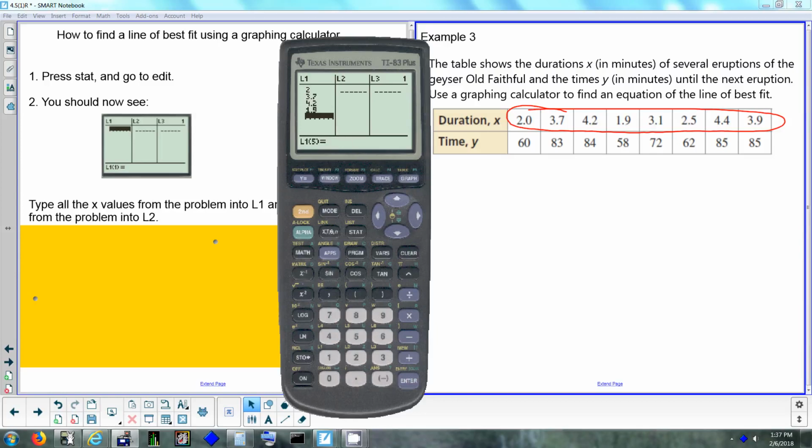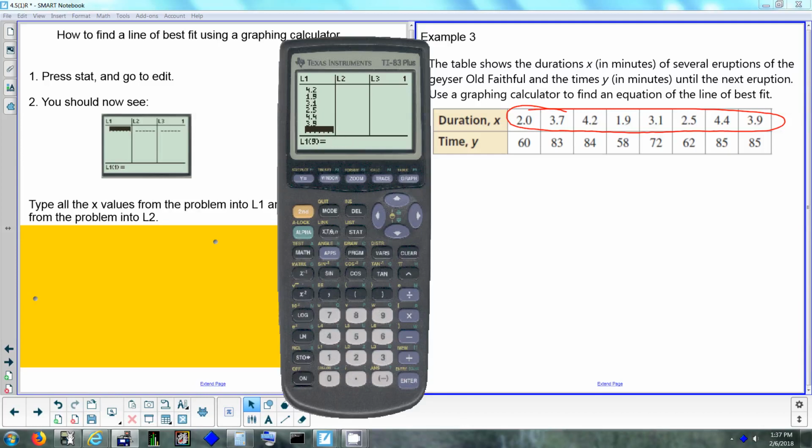3.1. No, I'm going to have to help you fix that. I got it. I'm getting the hang of it. What's after 1.9? 3.1, not 31. 3.1. 2.5. Next one? I said not 31. 3.1. 2.5. I did it, 4.4. 4.4. 3.9.